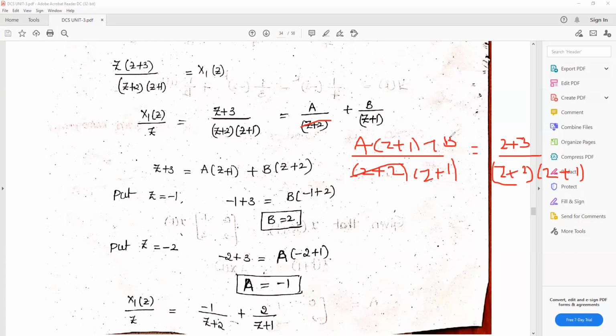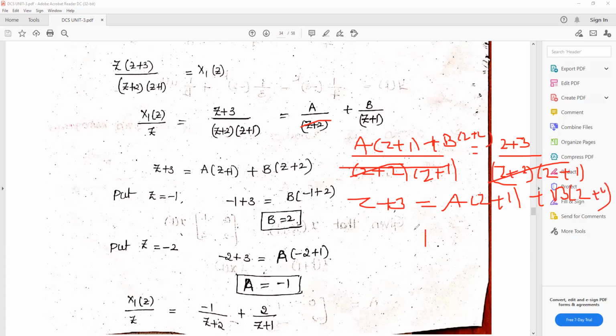B into z plus 2. The denominators on the left side and right side are both cancelled. So z plus 3 is equal to A into z plus 1 plus b into z plus 2.